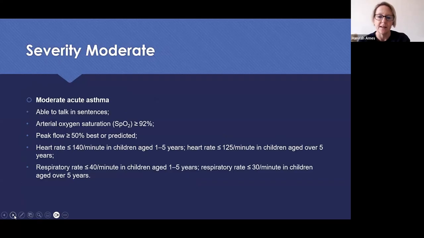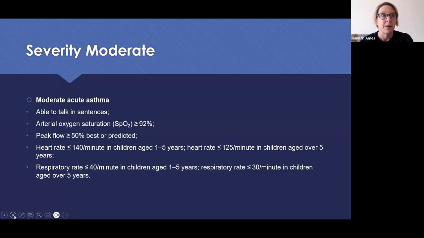Okay, and this is from the NICE guidelines. And again, it's just good to build your knowledge on this. You can be looking after children in the UK with asthma. So what we call a moderate acute asthma attack: the child's able to talk in sentences. Their oxygen saturations are greater or equal to 92%. Their peak flow is greater or equal to 50% of their best or predicted. And then some heart rate changes there. And the respiratory rate is equal or less to 40 breaths per minute in children aged 1 to 5 years and 30 in children over 5 years.